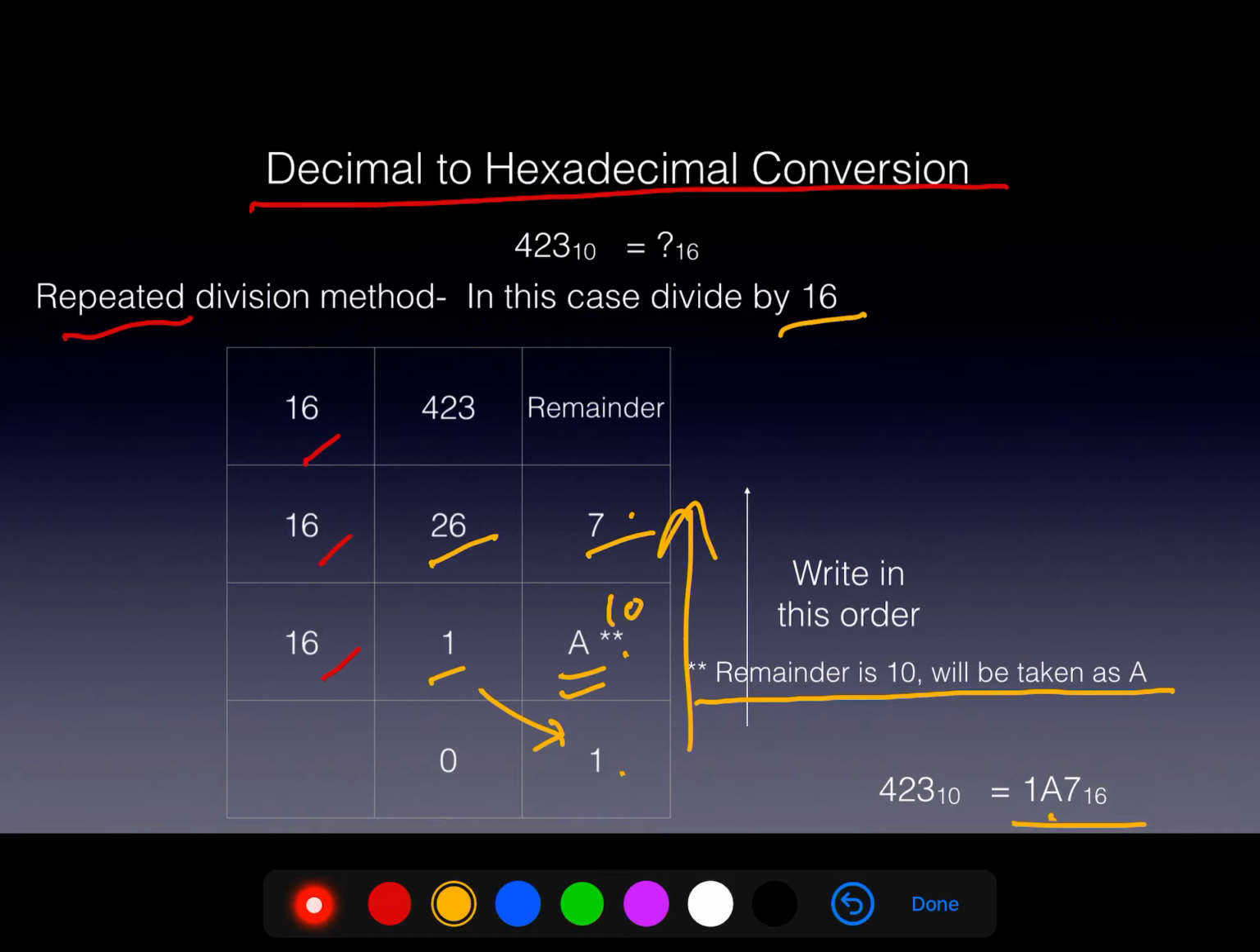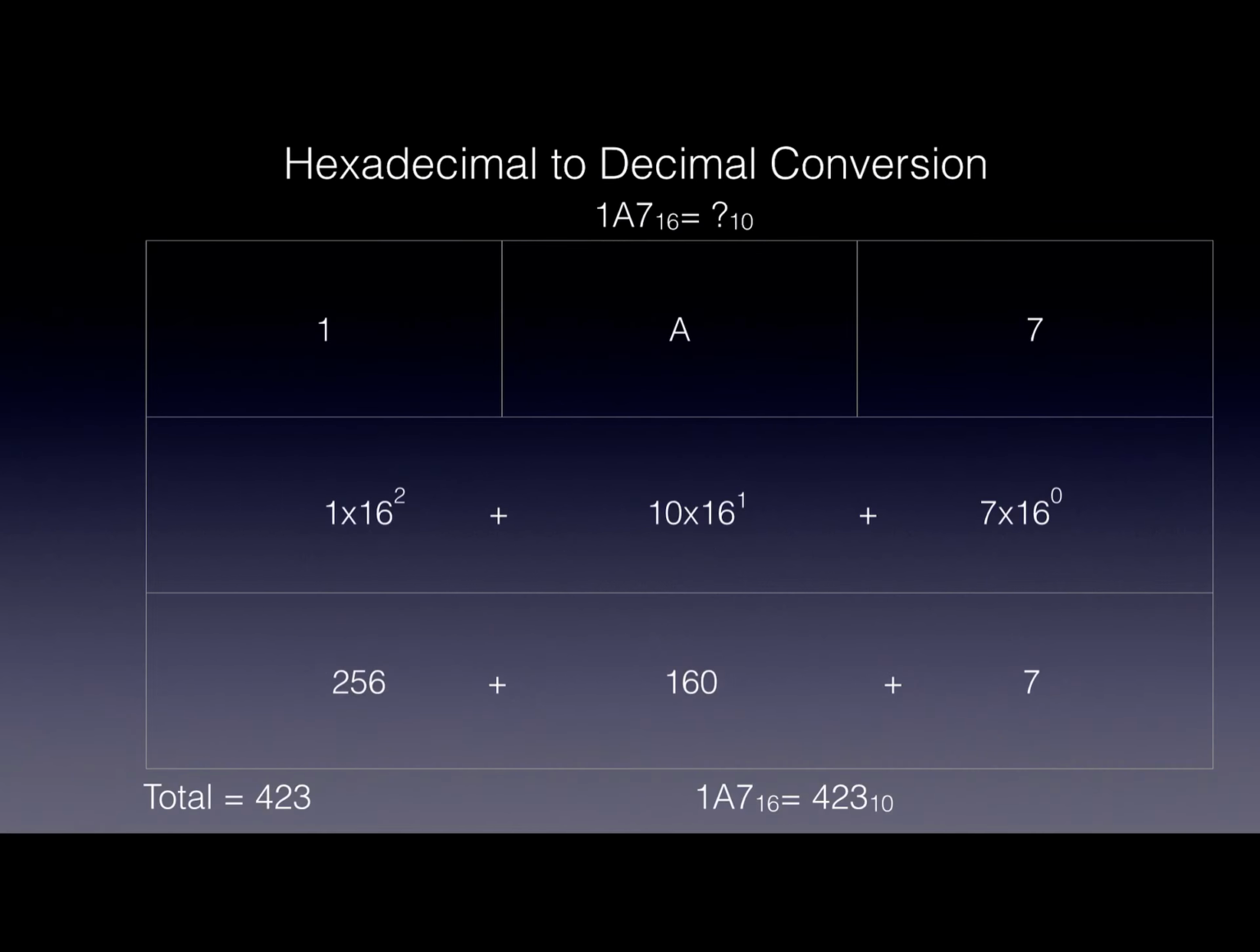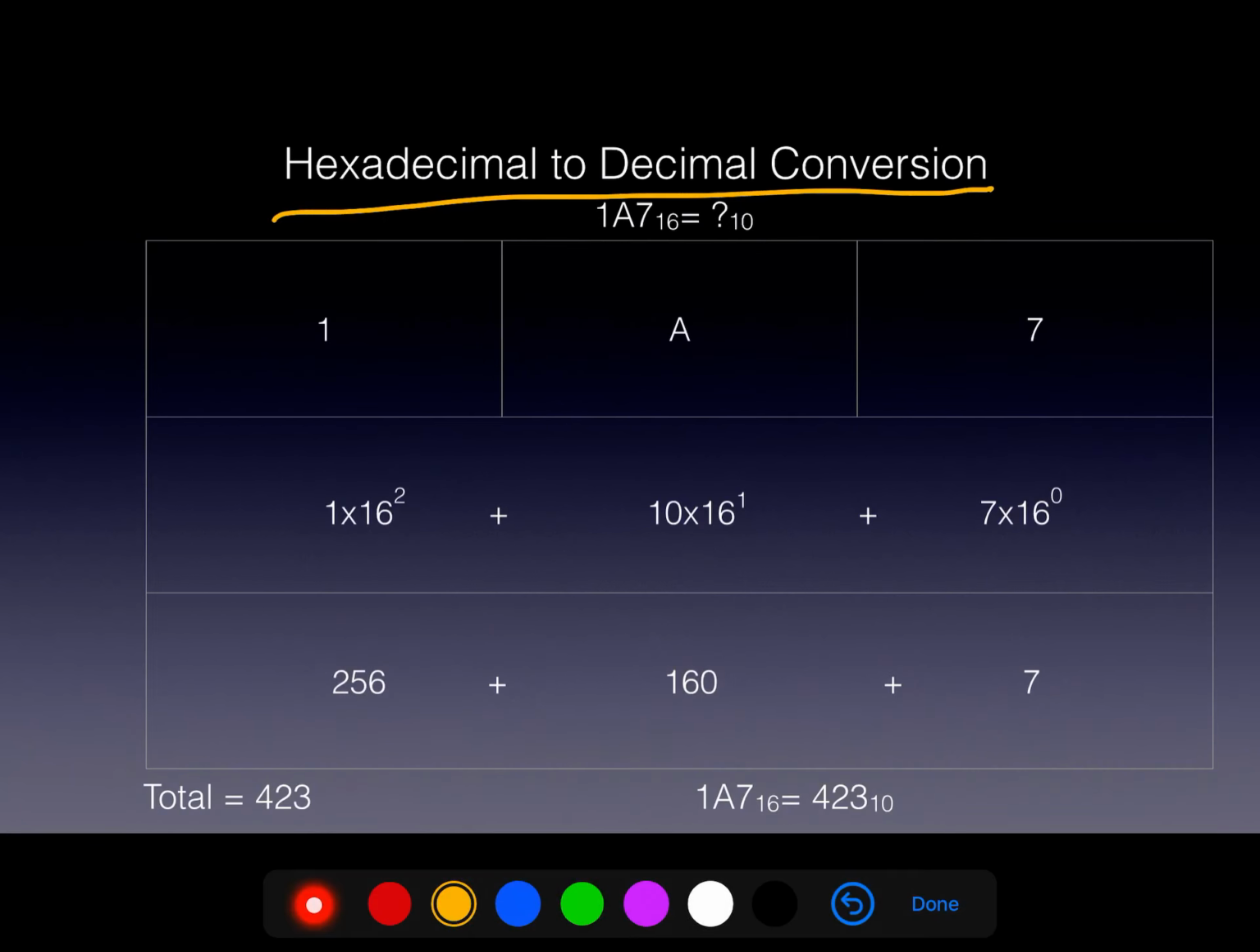Now we will do just the reverse of this conversion, hexadecimal to decimal. We have taken the same number 1A7, so we can cross-check our answer at the same time. We multiply each hexadecimal digit by 16 with the position as 0, 1 and 2. So 16 raised to the power 2 multiplied by 1, plus 16 raised to the power 1 multiplied by 10, because it is A, and lastly 7 multiplied by 16 raised to the power 0.